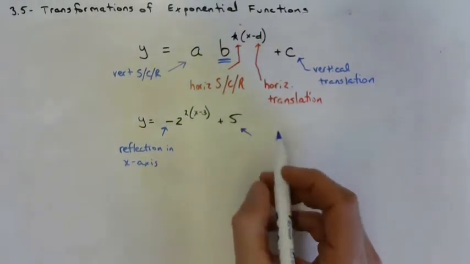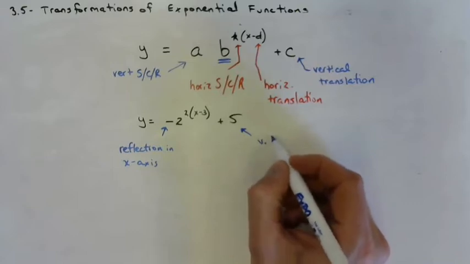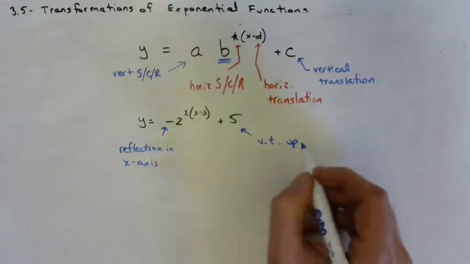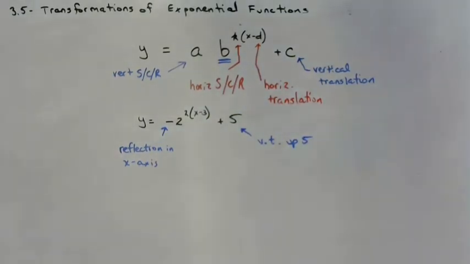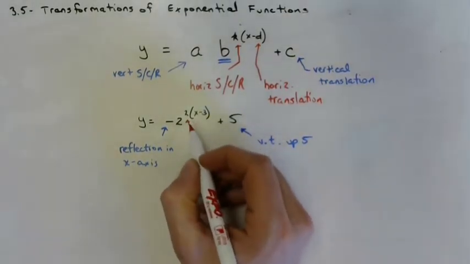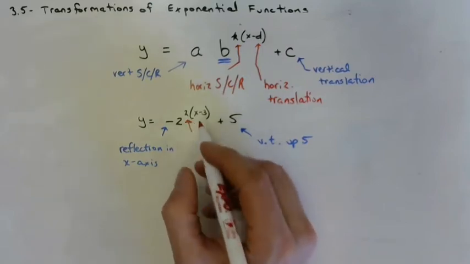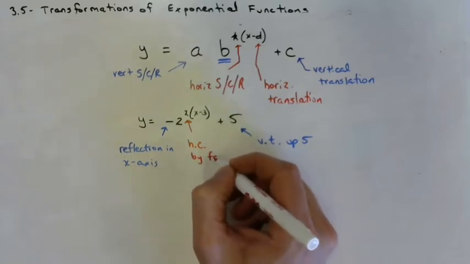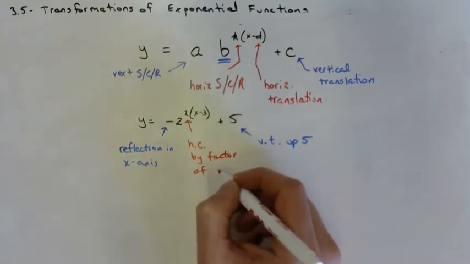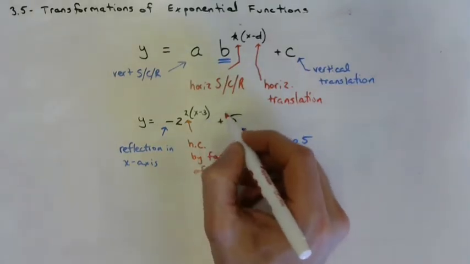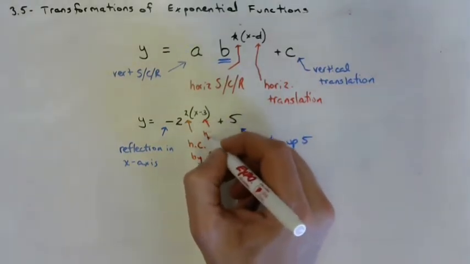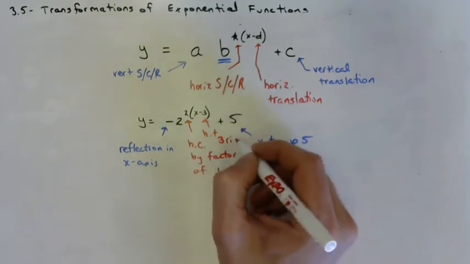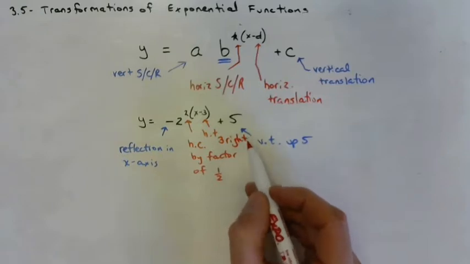Because I'm using blue, let's go over to C. What is this going to do? A vertical translation up 5 units. Okay. Then k: horizontal compression by a factor of 1 over 2. 1 over something, 1 over 2, yeah. And this guy? Horizontal translation 3 units left. Right, oops. Horizontal translation 3 units to the right.